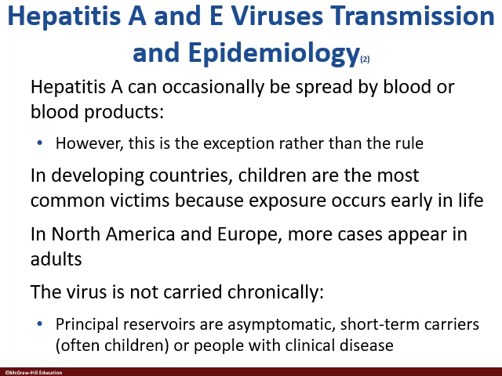Since there is a component of viremia after ingestion of the virus, they have been able to show that hepatitis A can be spread via blood or blood products, sharing of needles, things like that. Most cases here in North America and Europe are going to be adults, ingesting fecally contaminated water, food, and or sharing of needles.